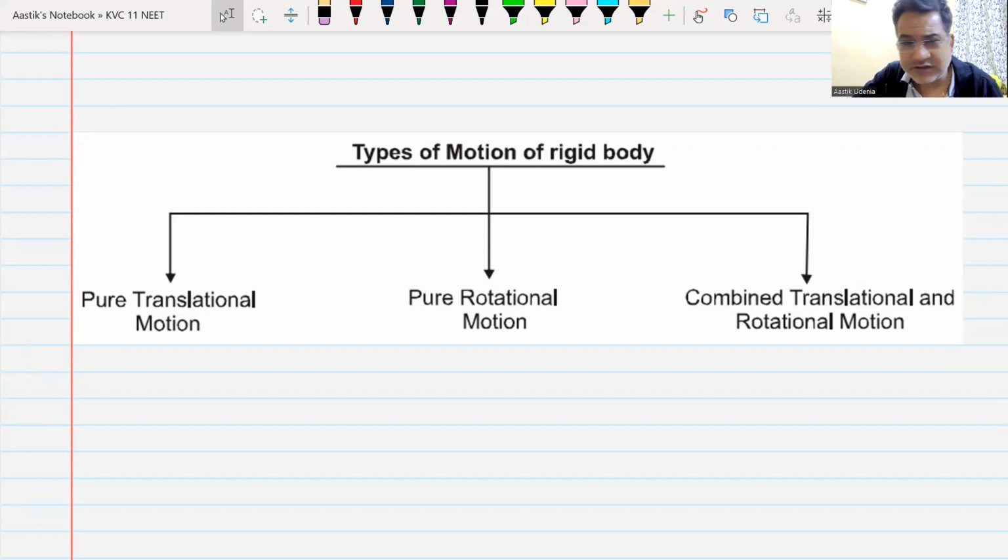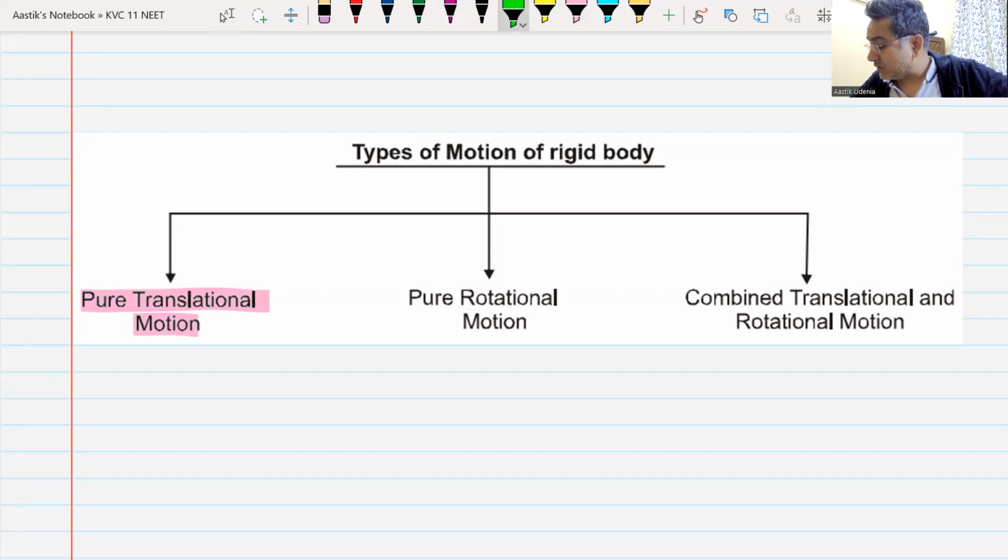Basically, it is rigid body dynamics. We are supposed to understand the motion of a rigid body. Now, a rigid body is a collection of a large number of particles. There are three types of motion of the rigid body that we'll have to understand. The first one is known as pure translation.